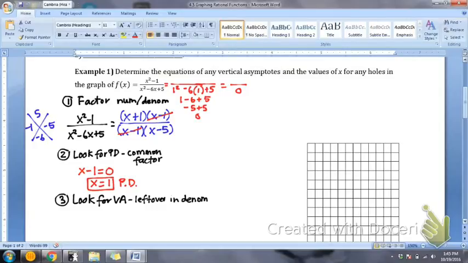X minus 5. Excellent. So I'm going to take x minus 5 and I'm going to set it equal to 0. I add it over, so x is 5. This is my vertical asymptote.